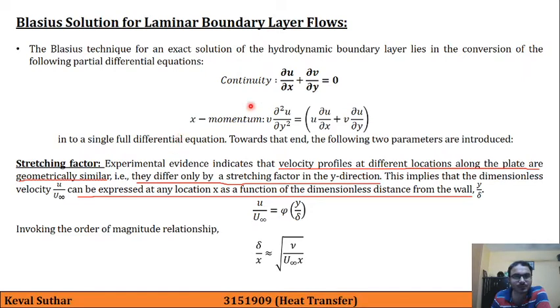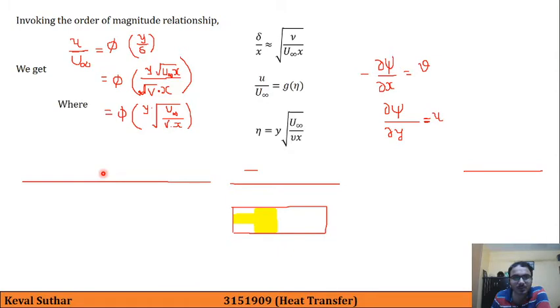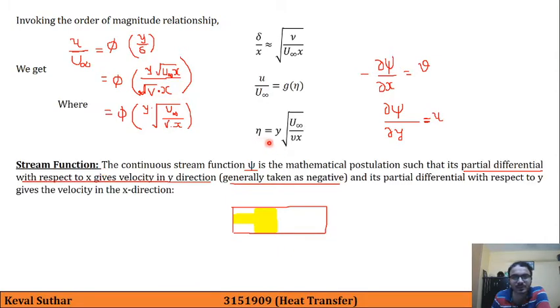So here there are two main equations. First is continuity equation and second is x momentum equation. We are going to convert this into a full single differential equation. So for that purpose we are defining two factors. First is stretching factor, in which this is our stretching factor, eta is equal to y square root of u infinity upon nu x, and second is stream function, which is given by u is equal to del psi upon del y and v is equal to minus del psi upon del x.